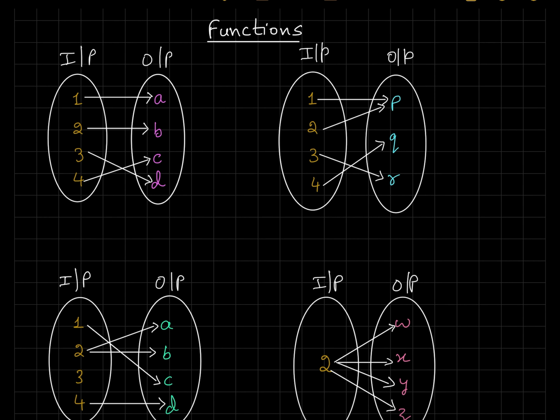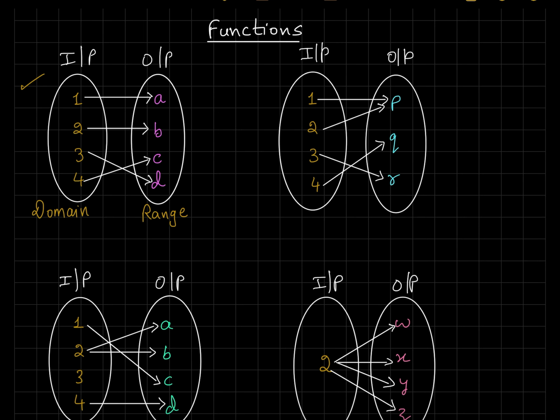The first oval shape which we see is the input, and the second one is the output. If I put 1 into a function machine, it will give me the output a. This input is known as the domain. Input is the domain of our function, and whatever output we get is the range of the function. So in this particular case, our input or domain is 1 2 3 4, and the output or range is a b c d.